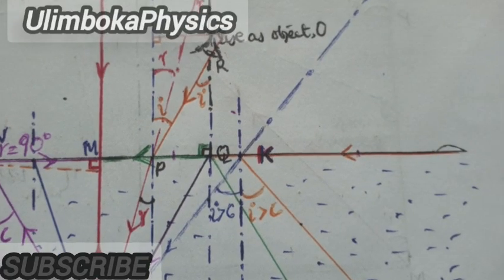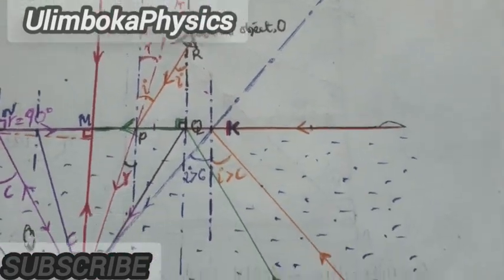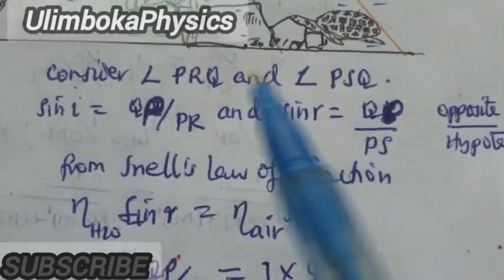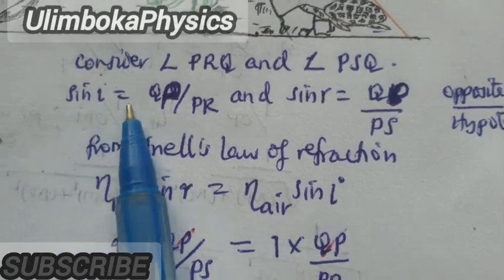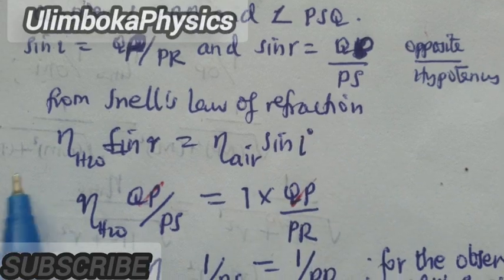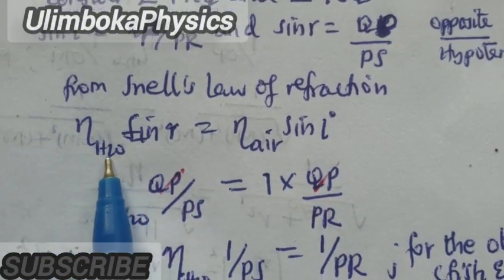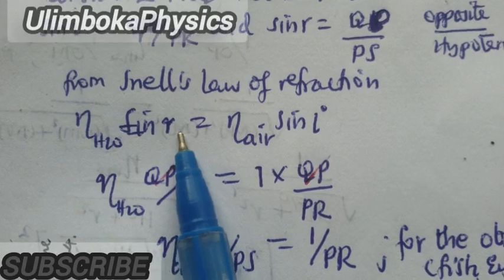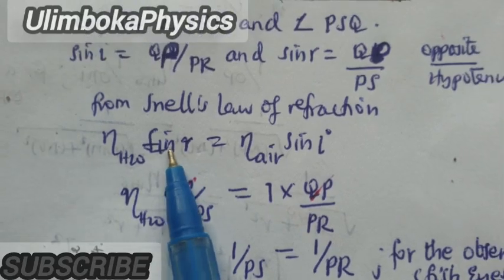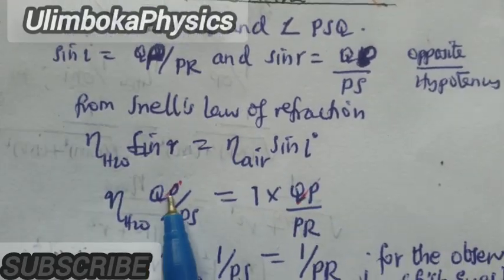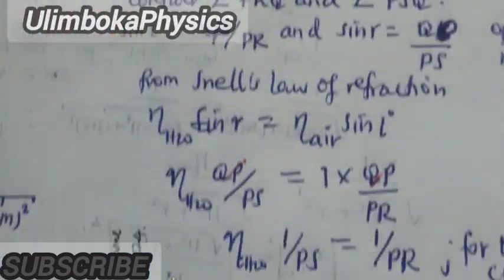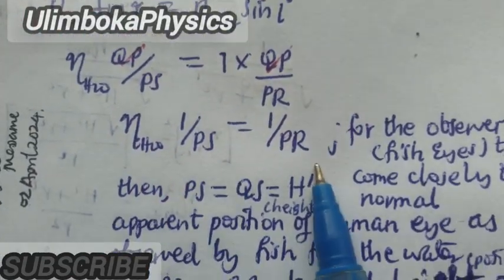Let us now see mathematically how these things are linked. We have PRQ and PSQ as I've stated. Now let us find the sine for incidence and the sine for refracted as opposite over hypotenuse. From Snell's law of refraction, we know the refractive index for water goes with the sine of the refracted angle, and the refractive index for air goes with the sine of the incidence angle. Then we substitute these values, and QP and QP cancel out because they are the common opposite, and now we remain with the expression you can see here below.